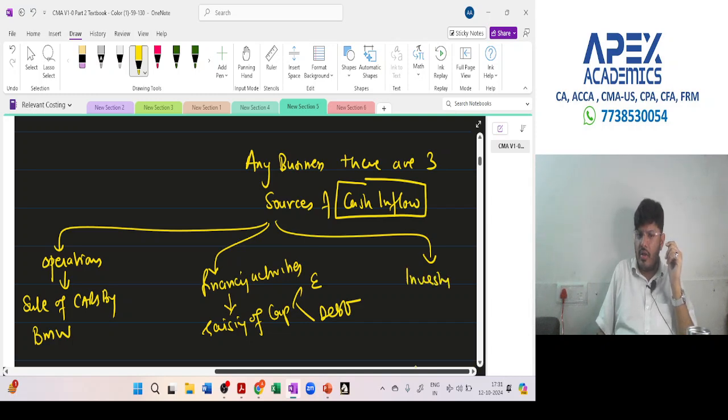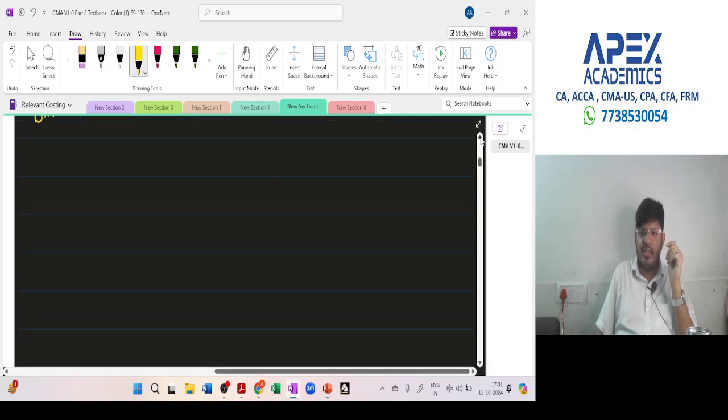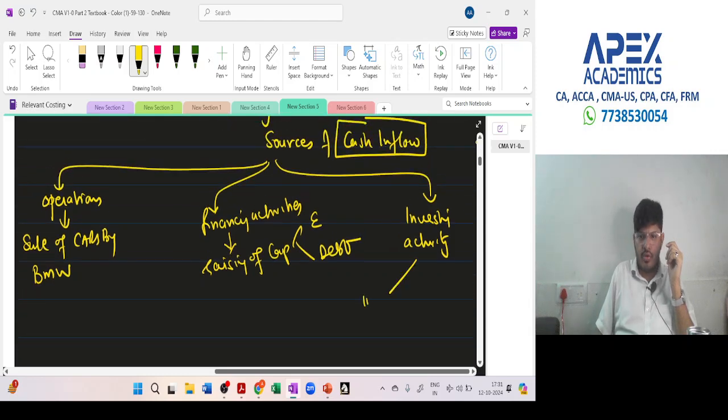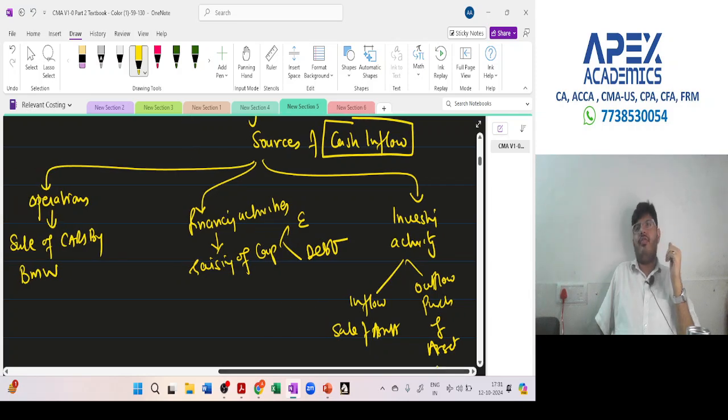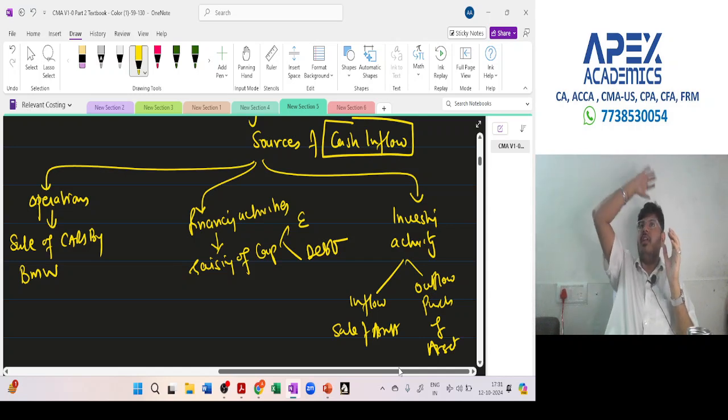And the next is your investing activity. Investing activity generally involves inflows and outflows. The inflow comes from sale of assets and the outflow occurs due to purchase of asset. See, today a company can stand up and say that I have made a gain of 500 crores. But that gain comes because I made a profit of 490 crores by selling my land, which is there in an industrial area. What does the company do?